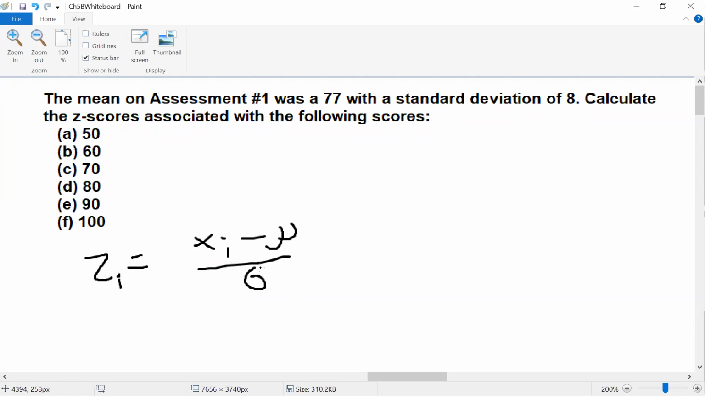Sigma, that's our standard deviation. For those in Zoom who asked about me typing it out, the issue is that the keyboard doesn't have the mu and it doesn't have the sigma, so I can't type that out. I have to write it out.